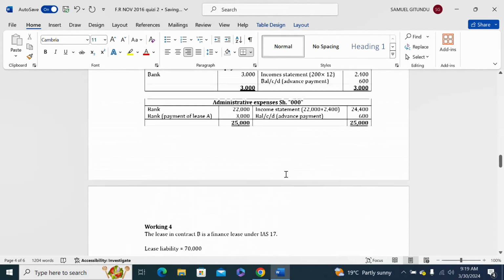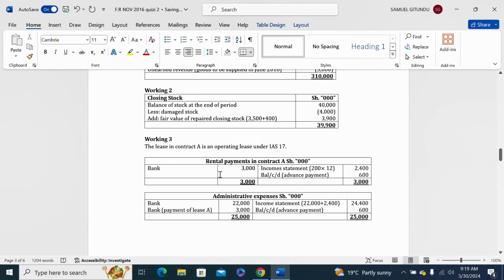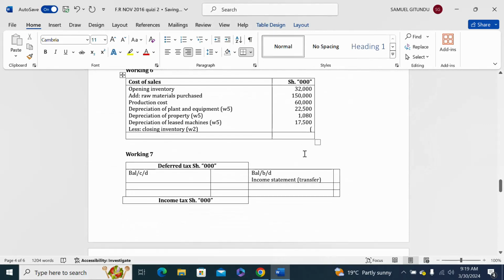The closing inventory, which we have done in our working note number 2, it is 39,900. And if we do this computation, we are getting 243,180 million.